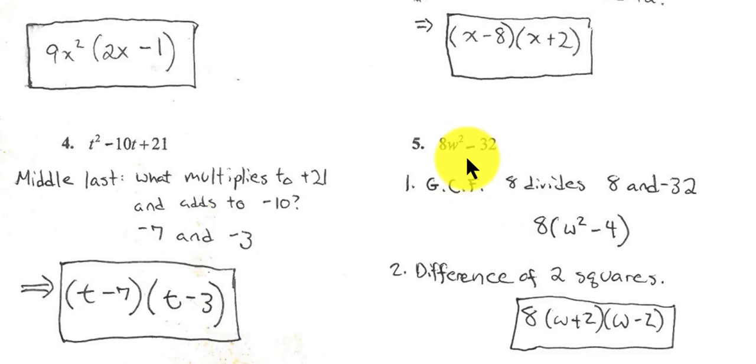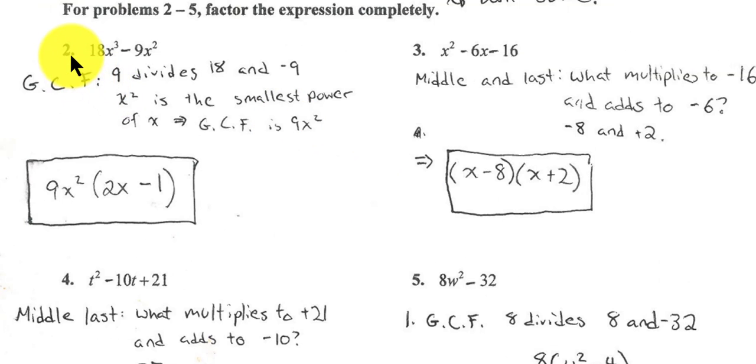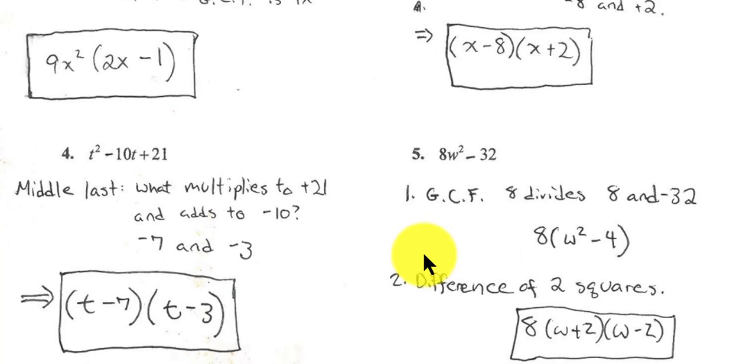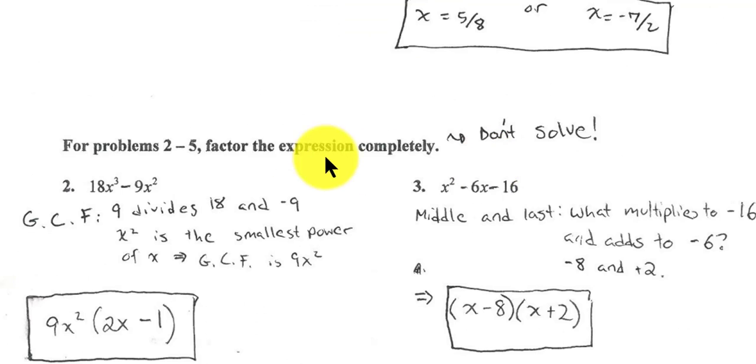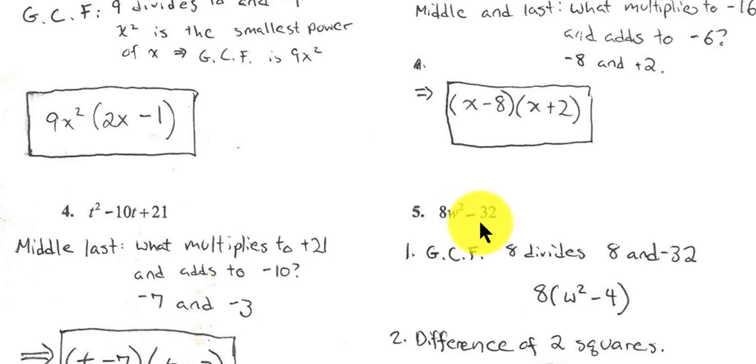Number 5. Number 5 only has two terms, so we're not going to do what we did with the trinomials. We're going to try and factor similar to what we did in number 2. For number 5, the biggest number that goes into 8 and 32 is 8. And we can't factor out a w because there's only a w in one term. Notice in number 2, there was an x in both terms. In number 5, there's not a w in both terms, so we cannot factor out a w. But we can factor out an 8.